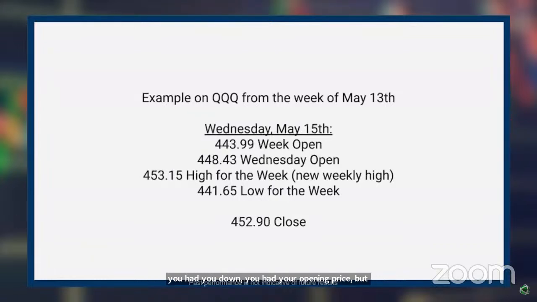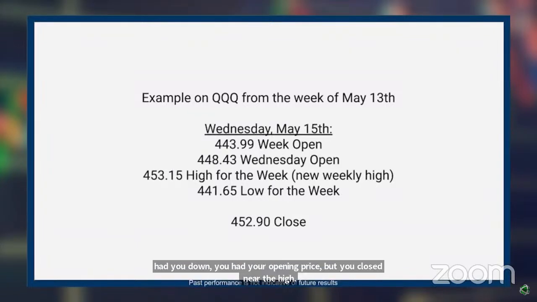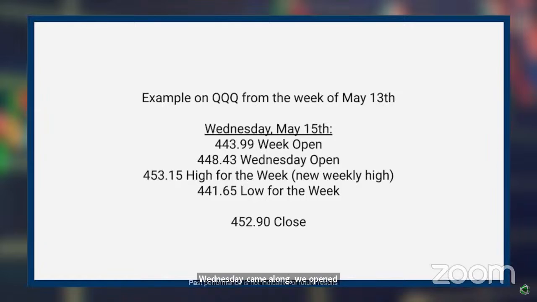Wednesday came along, and we opened at $443.99. Wednesday's open was $448. Comparing it to the week open, it's obviously higher. We went higher on that day, a new weekly high, $453.15. The low remained the same. We closed at $452.90. That trend started on Monday. We had an early insight to it. It followed through on Tuesday, followed through on Wednesday, and you can just see that form if you do this process.